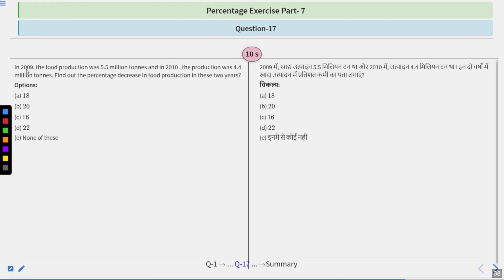Next question is, in 2009, the food production was 5.5 million tons. And in 2010, the production was 4.4 million tons. Find out the percentage decrease in food production in these 2 years. You have 5 options and 10 seconds to solve this question. Your time start now.